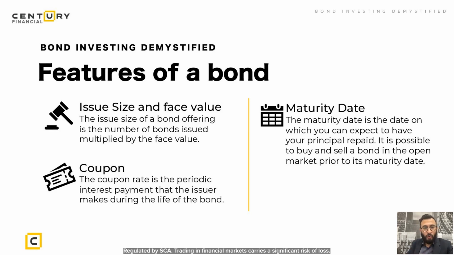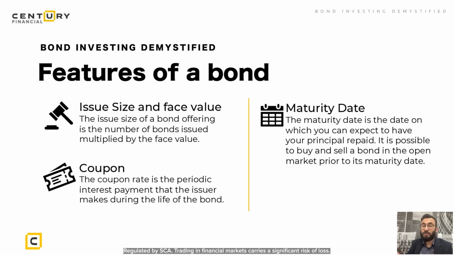Next thing is the coupon, the interest which you receive on the money which you have lent to the government or the company. The interest which you receive is called coupon. You receive a coupon on the bond semi annually, 6 months, 6 months. And then there is something called maturity date. Maturity date is that date on which your money will be paid back to you.